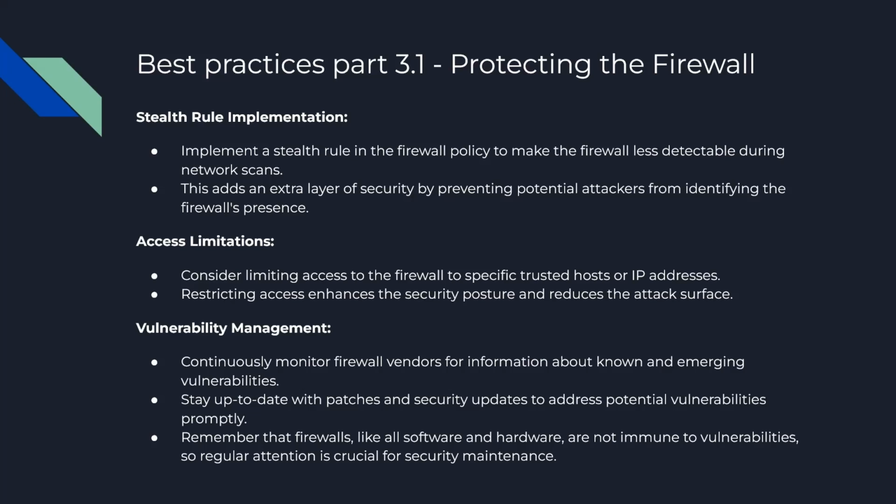Access limitations. Consider limiting access to the firewall to specific trusted hosts or IP addresses. Restricting access enhances the security posture and reduces the attack surface of your firewall. Vulnerability management. Continuously monitor firewall vendors for information about known and emerging vulnerabilities. Stay up to date with patches and updates. You want to make sure everything's updated. And remember that firewalls, like all software and hardware, are not immune to vulnerabilities. People will always find a way in, so it's crucial to maintain regular attention to security maintenance.